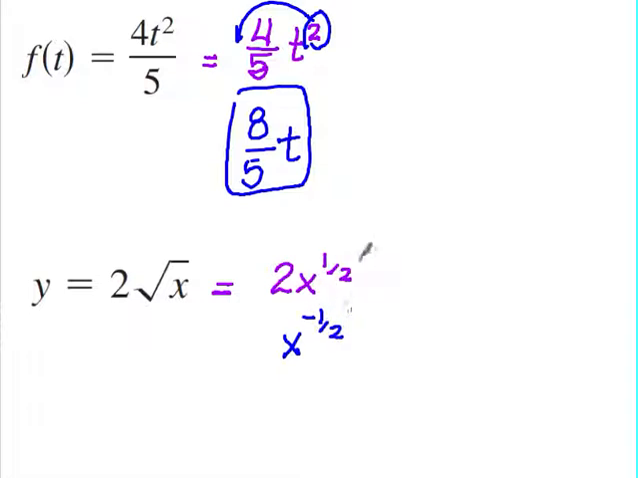Now, if you guys are wondering, remember we take our x to the 1/2, bring it around front. 1/2 times 2 is just 1. Subtract 1 from 1/2, you get x to the negative 1/2, but we don't accept that. So I get 1 over x to the 1/2.